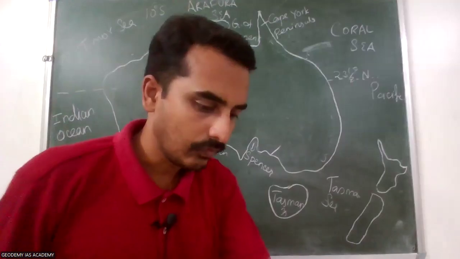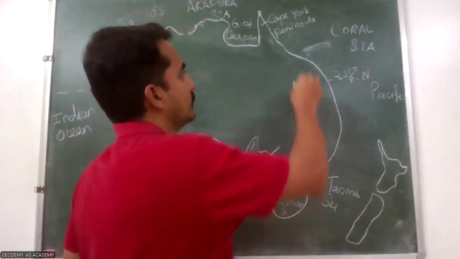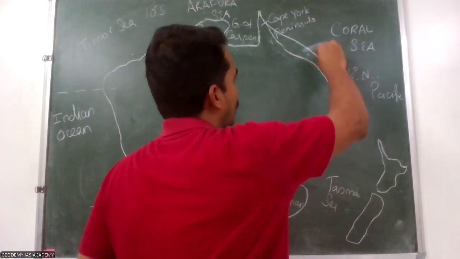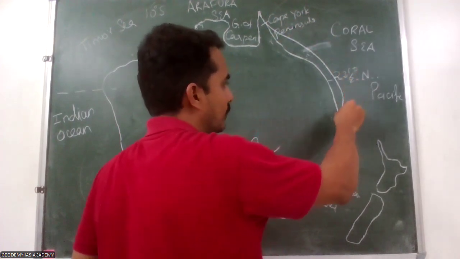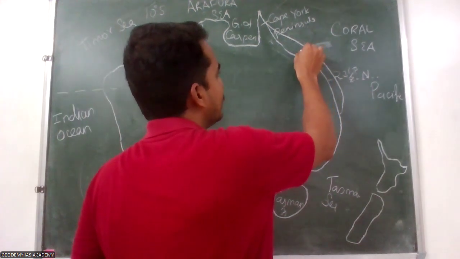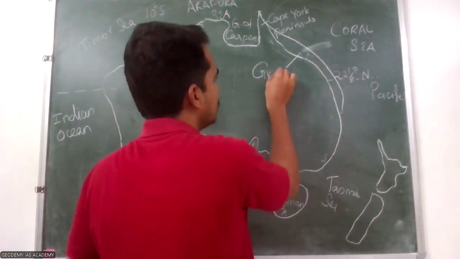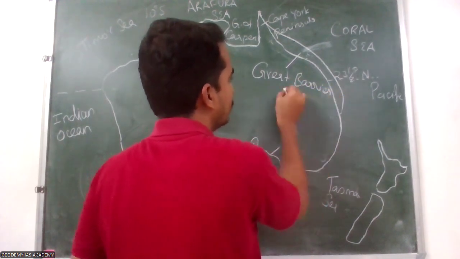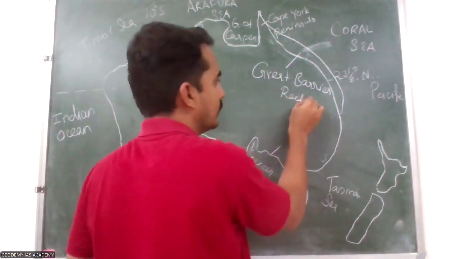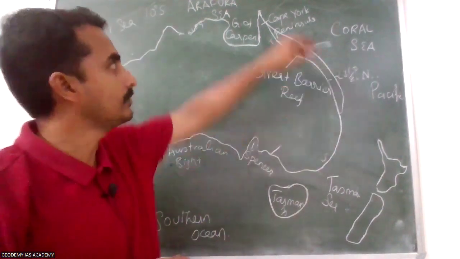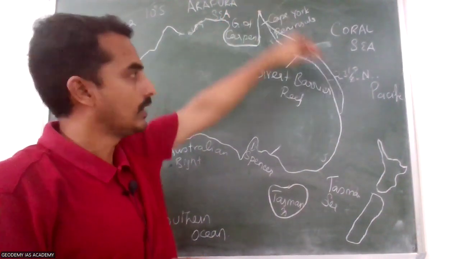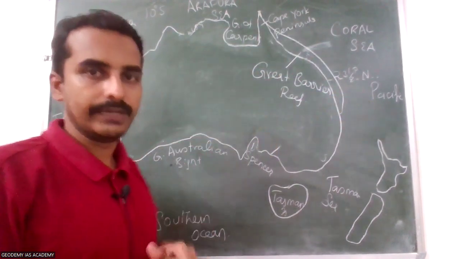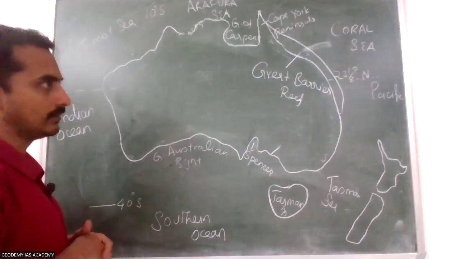And then one important feature in Australia, which we most often study, is the eastern coast of Australia up to here, the subtropical region. This region has the Great Barrier Reef, the largest coral barrier reef in the world. It extends from 10° south up to 30° south in the eastern part here. Great Barrier Reef, largest coral reef in the world.